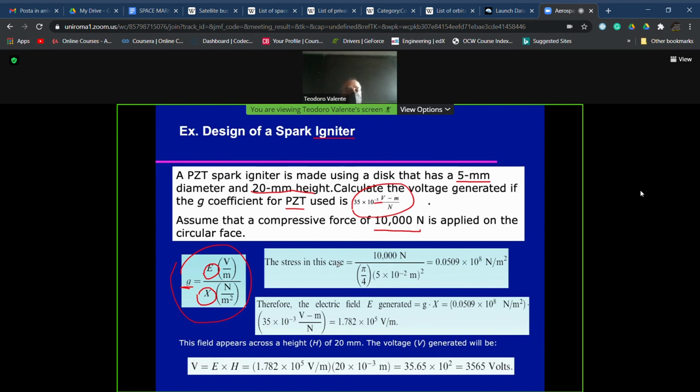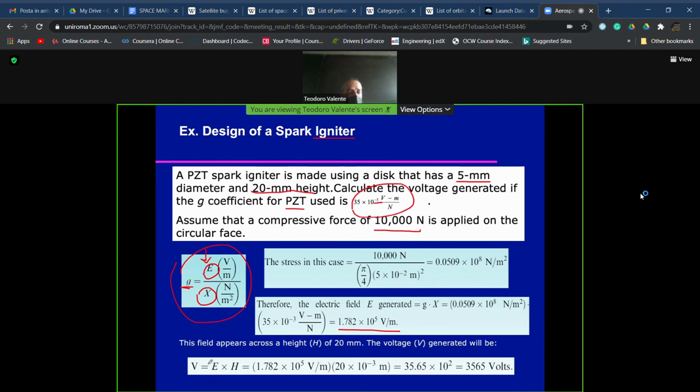So let's have a very easy calculation of the stress. It's the force divided by the area, okay? The stress is calculated as indicated here. If we multiply this value of stress by the G coefficient, we get as the final value of this multiplication 1.782 10^5 volts per meter. And this is the value of E.